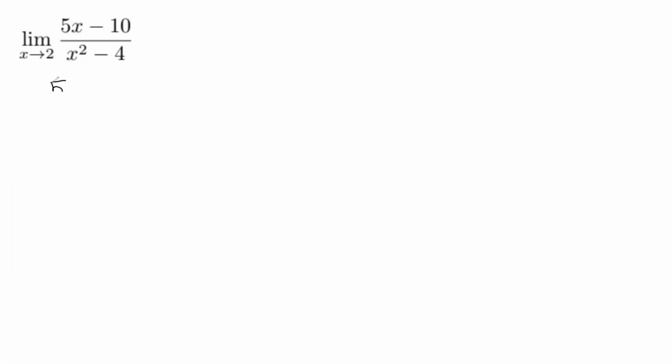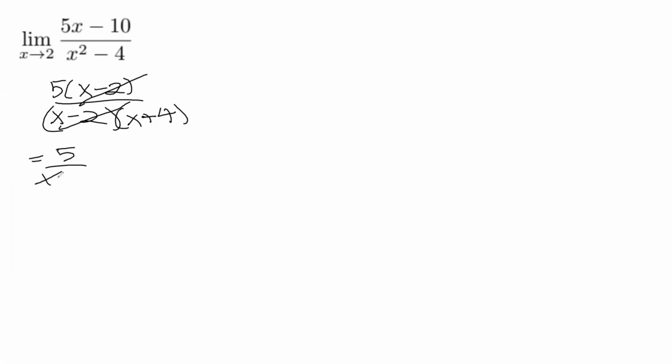So right off the bat, we notice that both the denominator and the numerator are divisible by x minus 2. So we can rewrite it like this. So we can just cancel out these two values because for any x value, x minus 2 will have the same value for both the numerator and denominator, so it can be divided out. So we'll just be left with 5 over x plus 4.